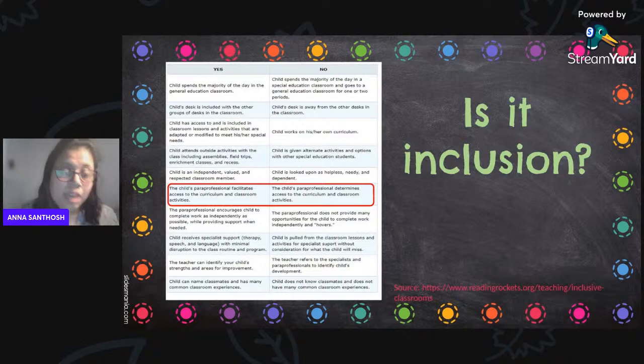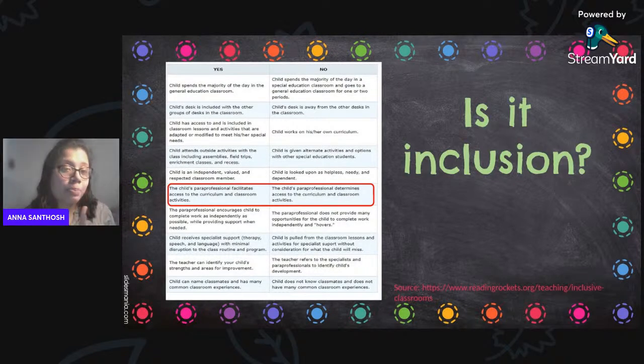If you see, I have highlighted one section there, just because I want to let you know that the child's paraprofessional facilitates access to the curriculum and classroom activities. The other one says the child's paraprofessional determines access to the curriculum and classroom activities. I just want to highlight this: paraprofessional facilitates access versus determines access. These have two different deep meanings, because for inclusion to be possible, the child's paraprofessional should facilitate access to the curriculum and classroom activities. If the child's paraprofessional is the one who is determining the access, then it is not inclusion.